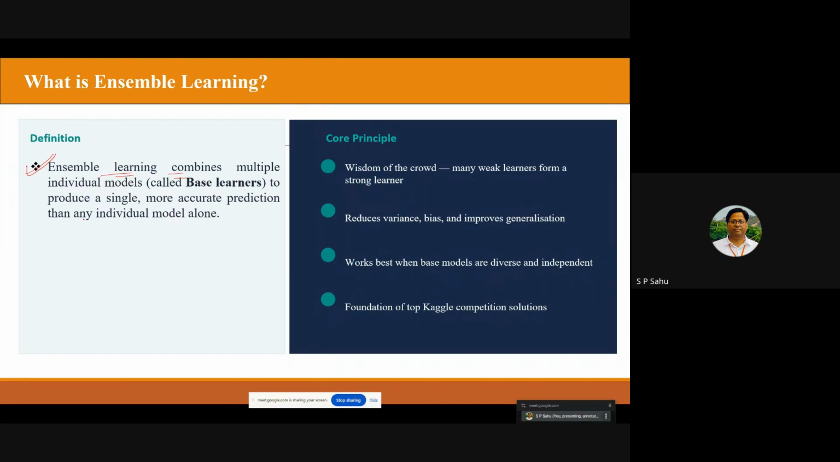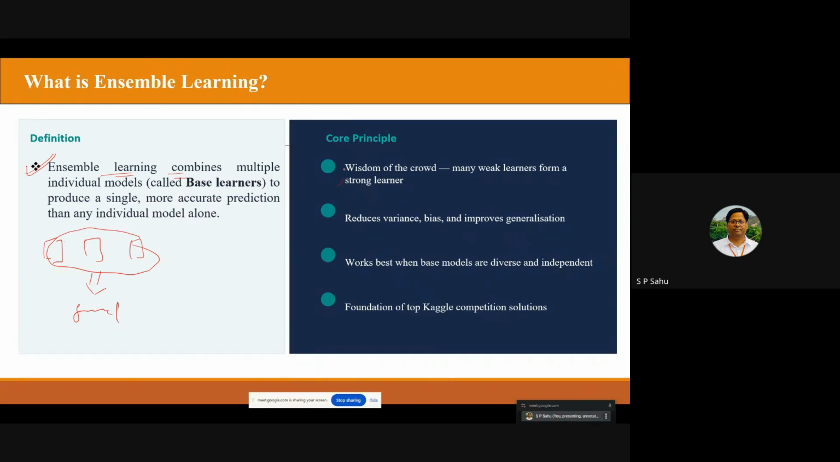So here we have different models, and all are aggregated so as to give good performance. This is the basic fundamental behind the ensemble model: different base learners are aggregated or ensembled to produce a single, more accurate classification, prediction, or model performance. The core principle behind it is the wisdom of the crowd.